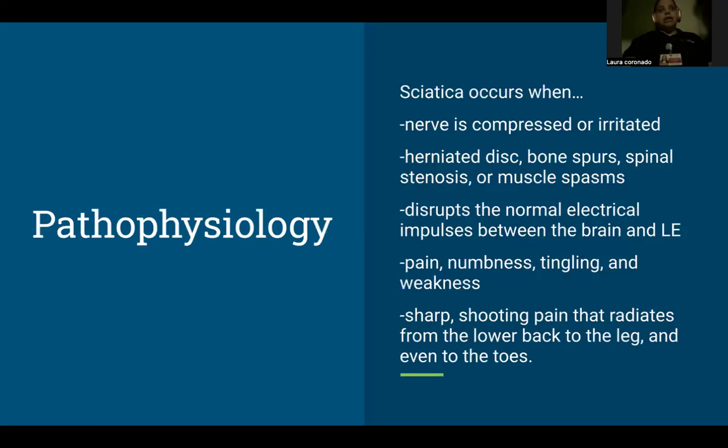Sciatica occurs when the nerve is compressed or irritated, which can be caused by a herniated disc, bone spurs, spinal stenosis, muscle spasms, being overweight, being pregnant, anything that is increasing that lordotic posture. This compression disrupts the normal electrical impulses between the brain and the lower extremity, which then leads to pain, numbness, tingling, and weakness of those posterior chain muscles.